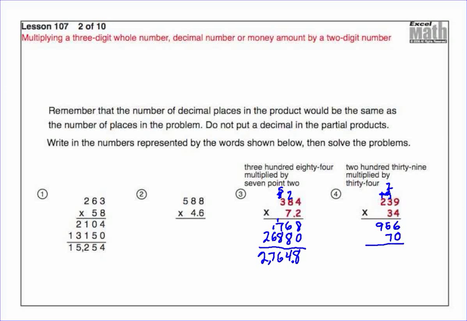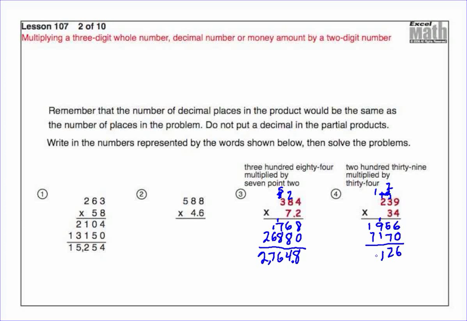3 times 3 is 9, plus 2 is 11. Carry the 1. 2 times 3 is 6, plus 1 is 7. 6, 12, carry the 1. That's 10, 11. Carry the 1.